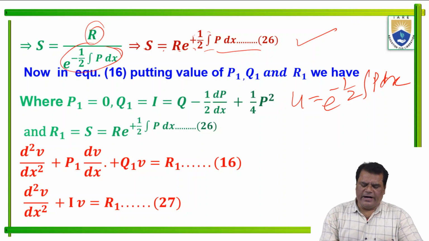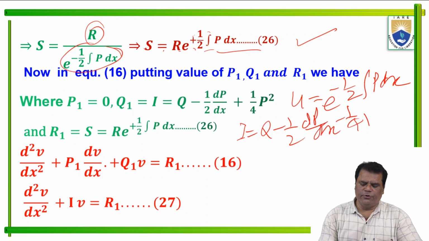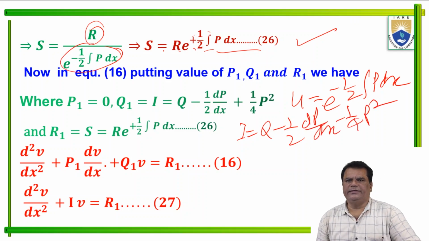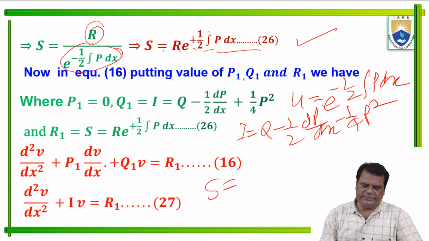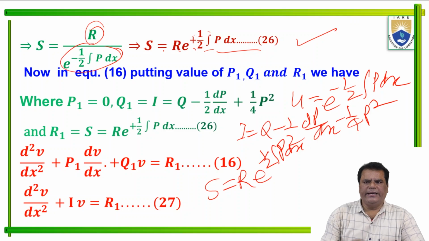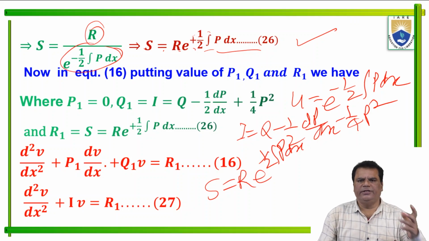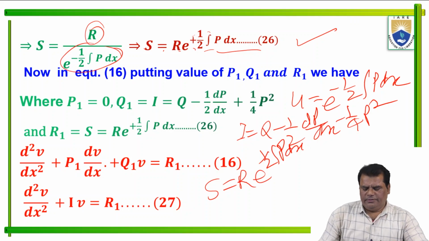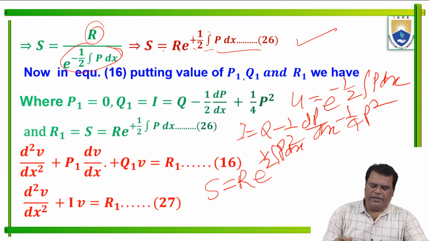And then the value of I. I equal to Q minus 1 by 2 dp over dx and minus 1 by 4 p square. This is the value of I. And last is S. S equal to R e to the power plus half integral p dx. This is the formula. U, I and S. Only three formulas we have found out here: the value of U, the value of I and the value of S.